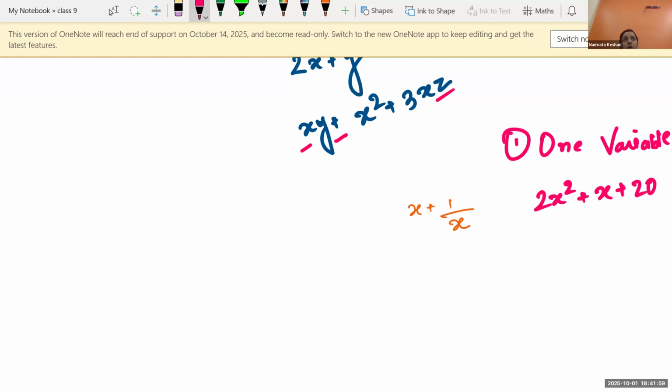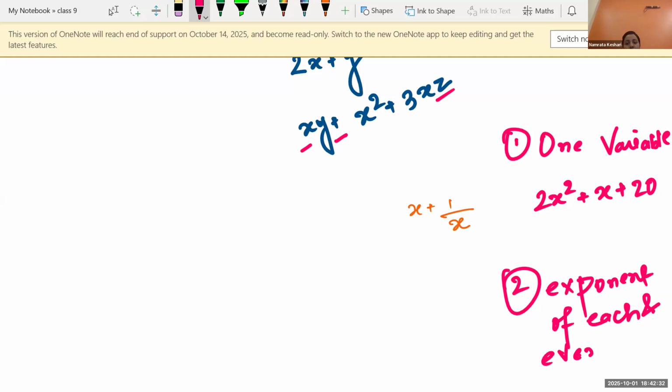Actually the name of the chapter is polynomials in one variable. In future also, whenever we talk about polynomials, that means polynomials in one variable only. Making sense? Yes, ma'am. Even if one variable is mentioned or not mentioned, by default it has to be one variable only. And the second condition is that the exponent of each and every variable has to be a whole number.